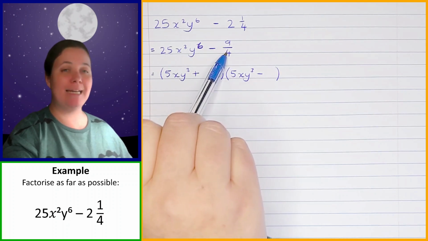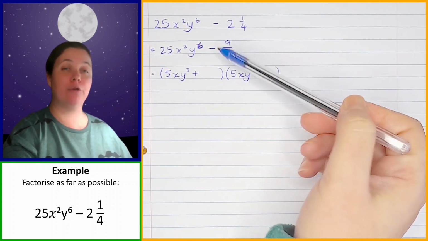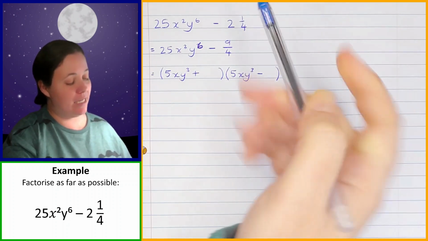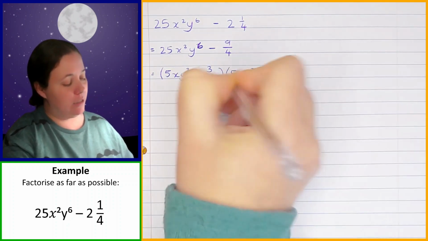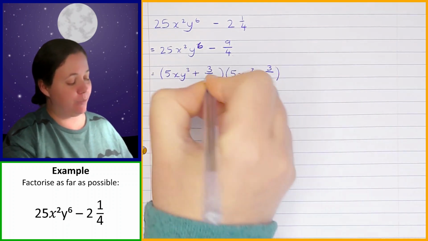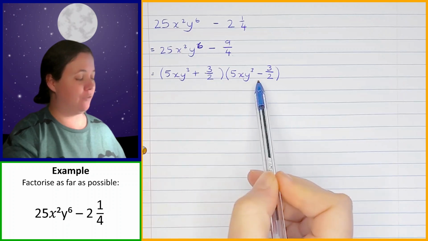9 over 4, I need to square root. Now remember, when you square root a common fraction, you square root the top and the bottom of that fraction separately. So I square root the 9, that gives me 3. And that goes into this bracket as well. And that is over the square root of 4, which is going to be 2. So that is what you should get for that example.